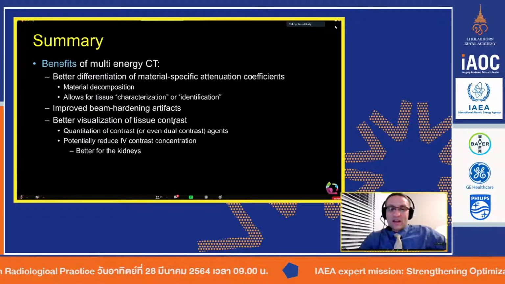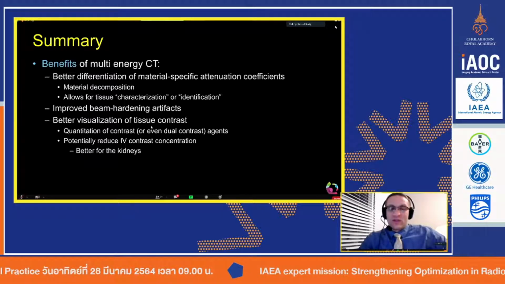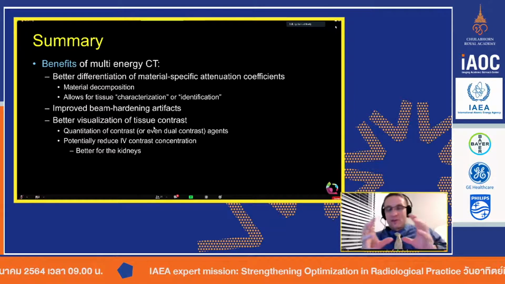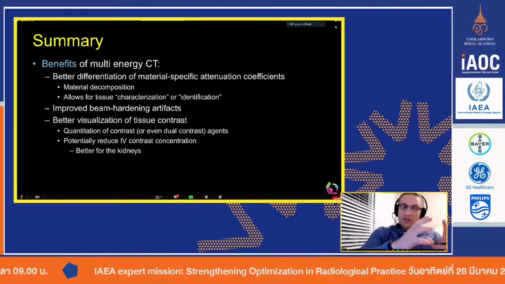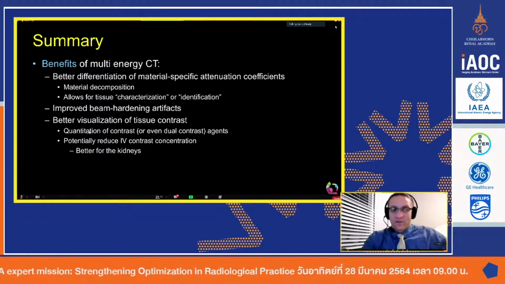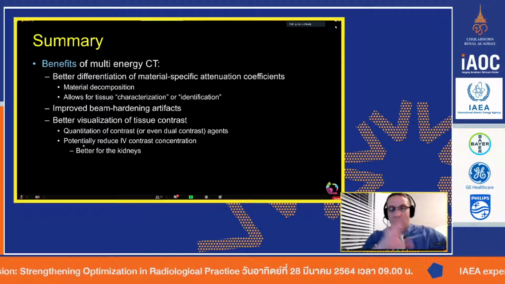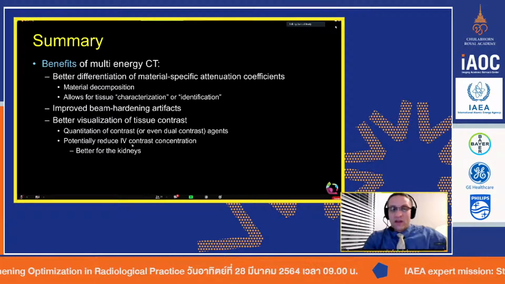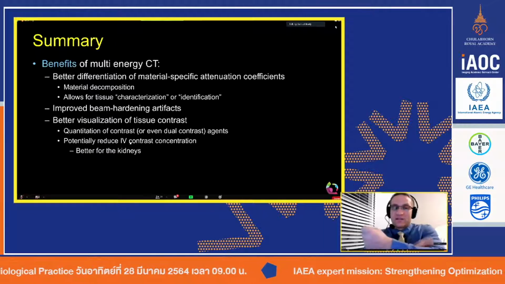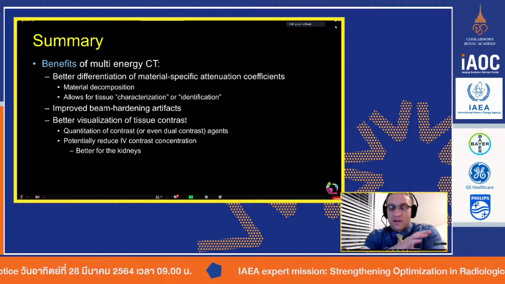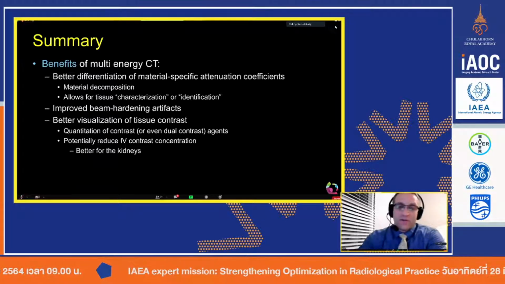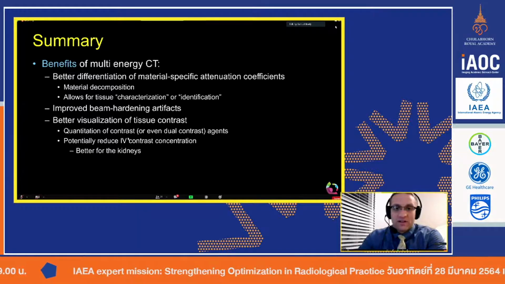And this is that idea where you can change the mono E so you get really good, intense, contrasty images versus noise-free images at the high end of the spectrum. You can, as we discussed, potentially reduce the amount of IV iodine that we inject into the body. It's just much better for our kidneys.